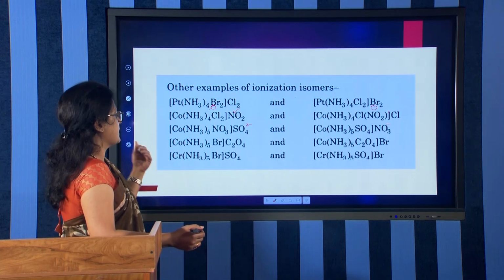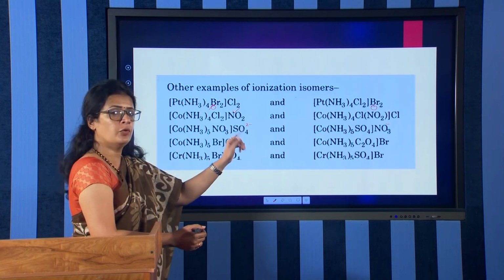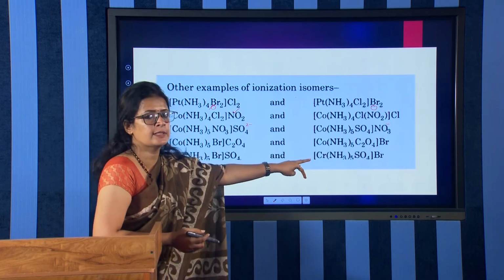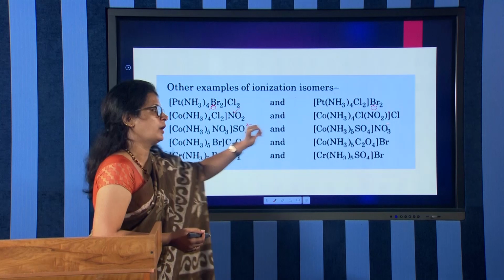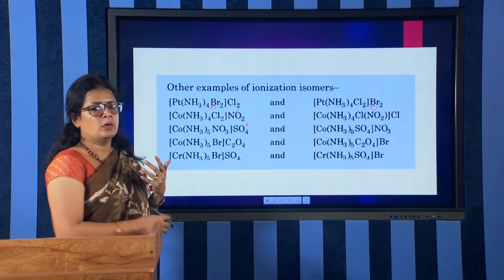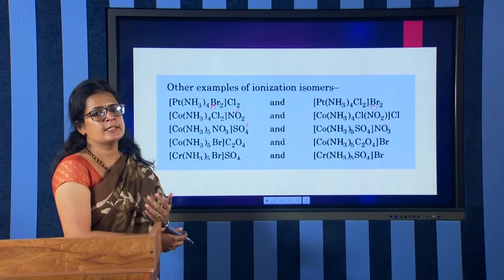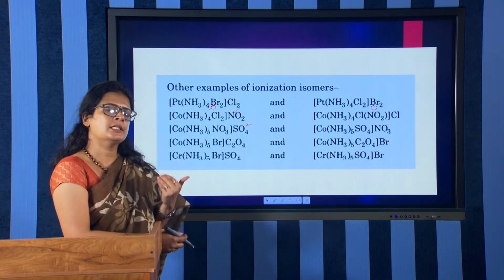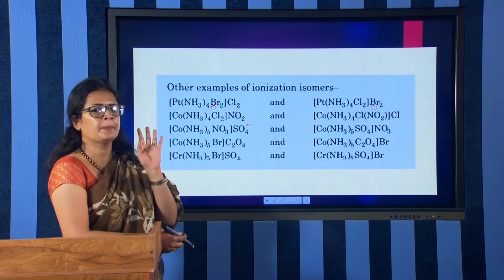And the final fifth example is [Cr(NH3)5Br]SO4 and [Cr(NH3)5SO4]Br. The sulphate is the counter ion here, but here the sulphate ion is the ligand. Here the bromide ion is the ligand, here the bromide ion is the counter ion. So, that is the difference. Hope it is clear about the ionization isomers. Ionization isomers are isomers which show a difference in the ions furnished in the solution, where ions or neutral molecules are exchanged between the coordination sphere and the counter ion part.